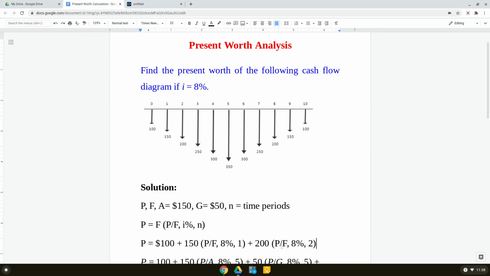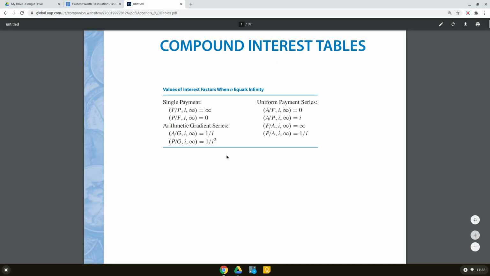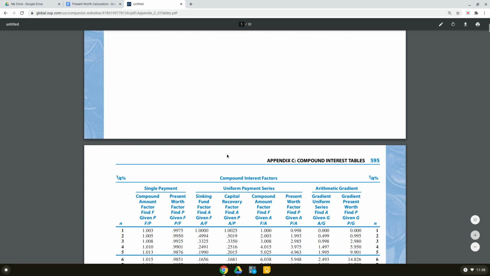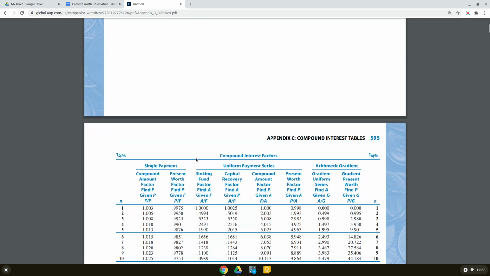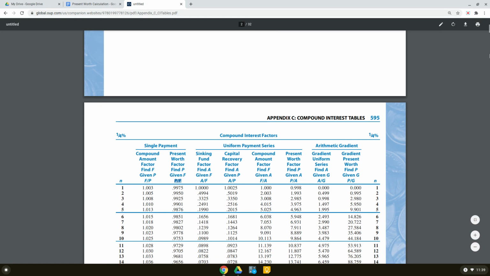250, multiplied by the P given F factor at 8%, but now the time period would be 3, and so on and so forth. So we will have 10 terms, plus this present value of 100. And we can then go to the compound interest tables, which you can google and find. We can go to them and search for the P given F factor at 8%, so we have to go to the 8% table.